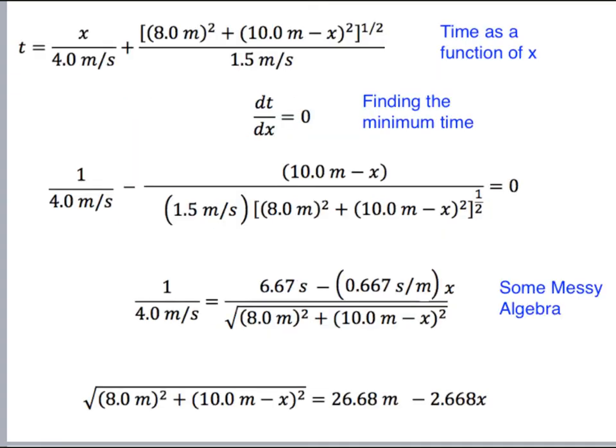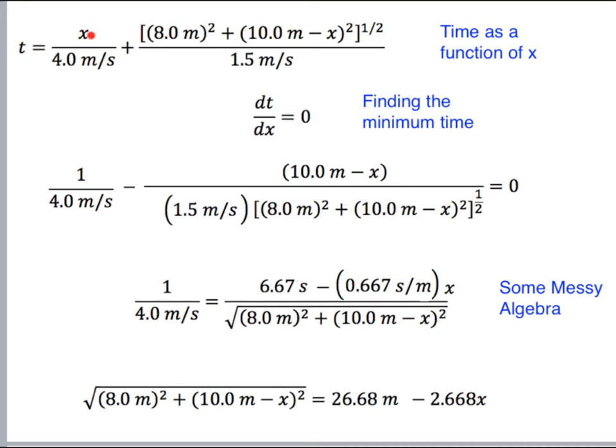So let's take the derivative. Here's the function we have. We've got t is x over 4 plus the bracket of 8 squared plus 10 minus x all squared, to the 1/2 power, divided by 1.5 meters per second. That is the time as a function of position x. And then we just take the derivative of t with respect to x, take the derivative of this whole function with respect to x, and set it equal to 0. And that's going to give us the minimum time.